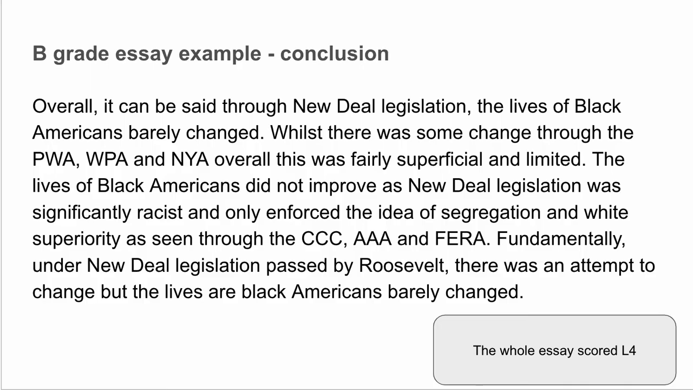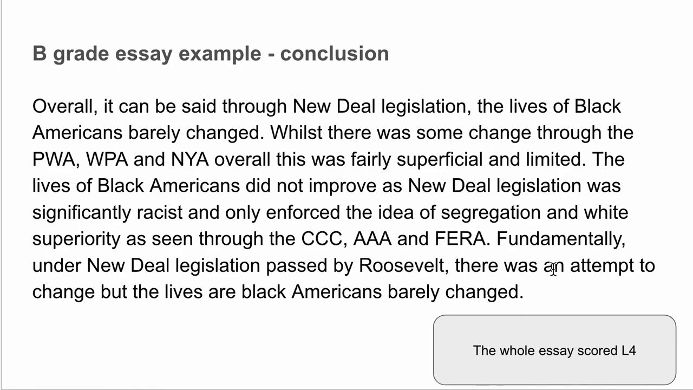Okay, let's look at the conclusion. So have a quick look at the conclusion. What does this do well? How could it be improved? If we look at this as a B grade conclusion, it is answering the question. It's using some good language here. You know, it's fairly superficial and limited.